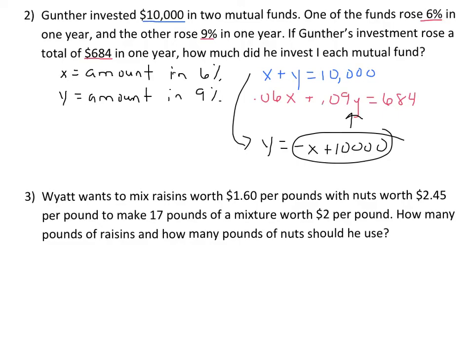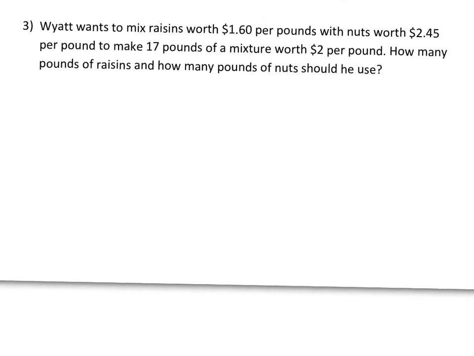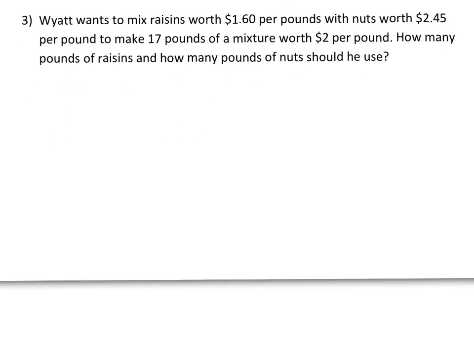All right, and the last problem we're going to look at today says Wyatt wants to mix raisins worth $1.60 per pound with nuts worth $2.45 per pound to make 17 pounds of a mixture worth $2 per pound. How many pounds of raisins and how many pounds of nuts should he use?